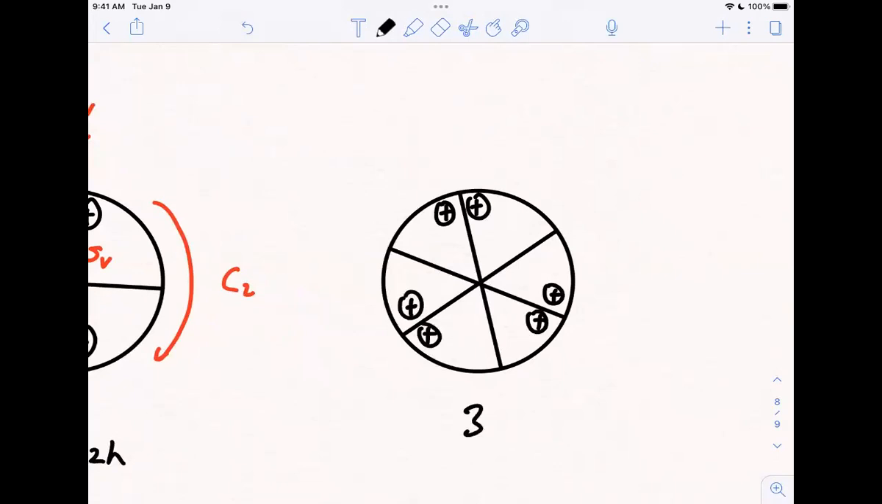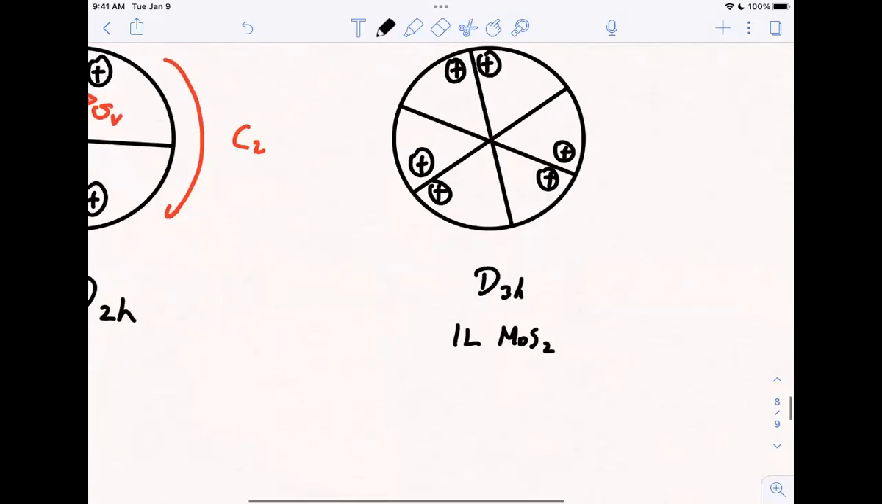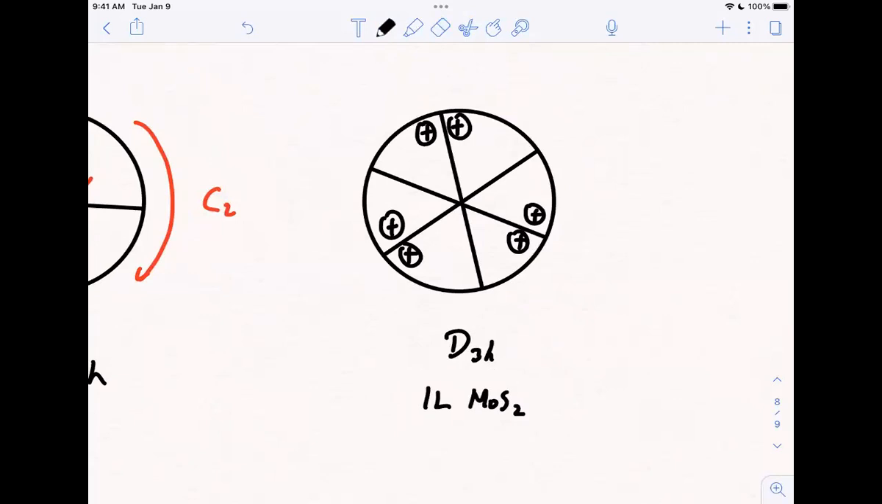Okay, so this is the D3H. So this is the one for monolayer MOS2. I think also for graphene. For bilayer graphene is also like that, I think. Let me see. Is it? Probably not for bilayer graphene. I need to double check. But for monolayer MOS2, that is right.